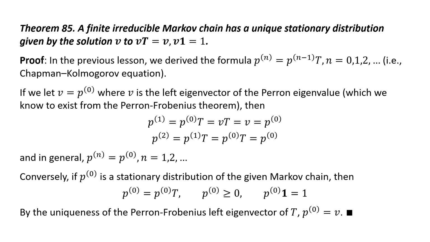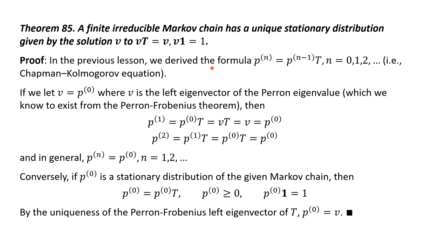I have a theorem on this slide related to some of the concepts we've been talking about in the previous slide. A finite irreducible Markov chain has a unique stationary distribution given by the solution v to the equation v times the transition matrix for the Markov chain equals v, where v times the column vector 1 equals 1. And let's take a look at the proof.